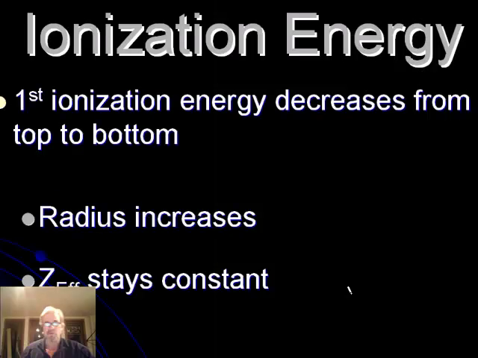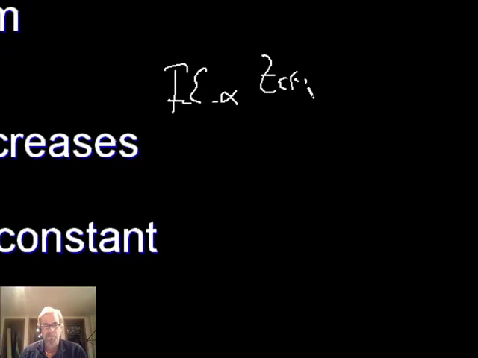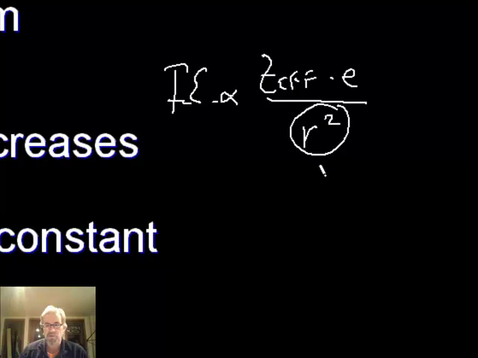First ionization energy decreases from top to bottom. Now let's see why that would be. Remember, ionization energy is proportional to the effective nuclear charge times the charge on an electron divided by the square of the radius. What's happening here is as you go from top to bottom, the radius is increasing because the shells are getting bigger. The effective nuclear charge is going to be the same as long as you're in the same group. So the only factor that influences anything is the increasing radius. Since that's in the denominator, that means a decrease in ionization energy.